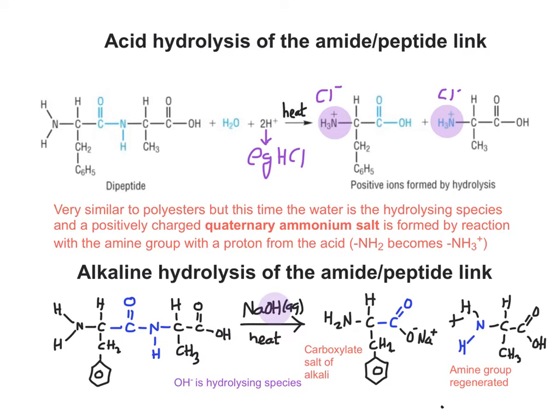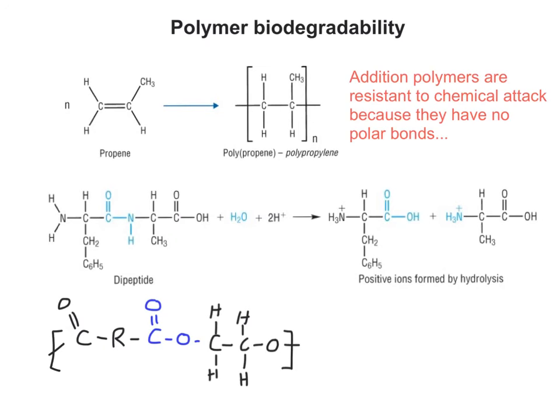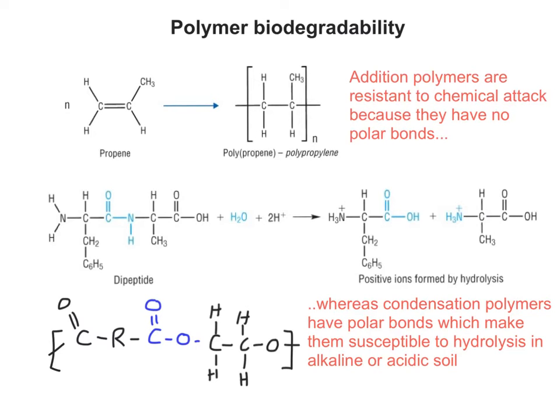So let's have a quick look at the environmental considerations of the different types of polymers that we've looked at so far. One more consideration to have about polymers is their biodegradability in the environment. Addition polymers have no polar bonds, so they don't tend to break down very easily, and they can survive in the environment for hundreds of years. Whereas condensation polymers have polar bonds, which makes them susceptible to hydrolysis in alkaline or acidic soil.